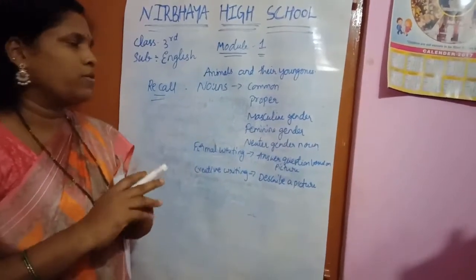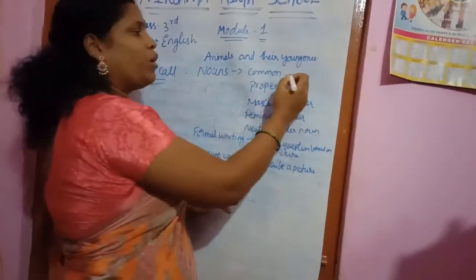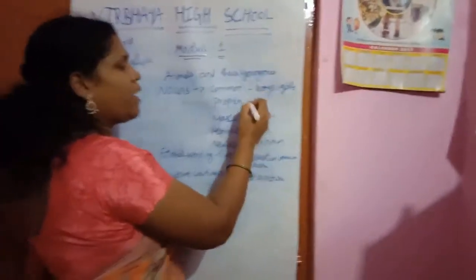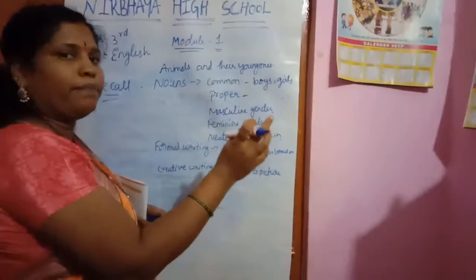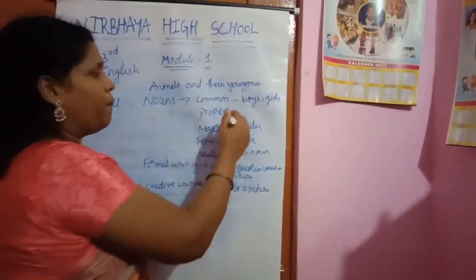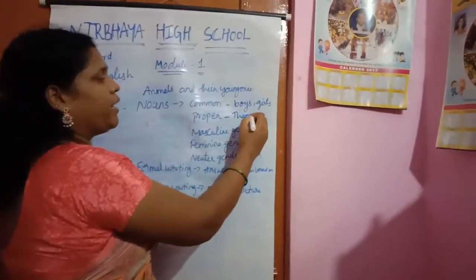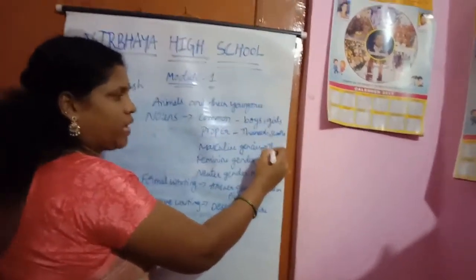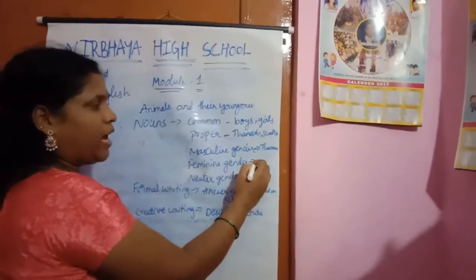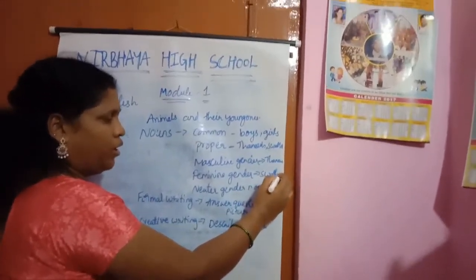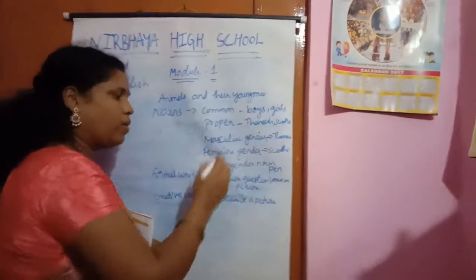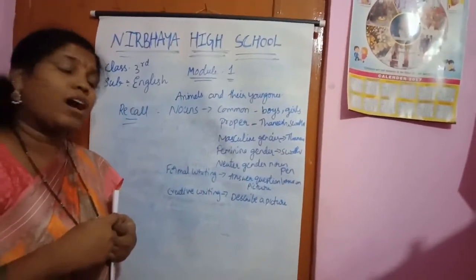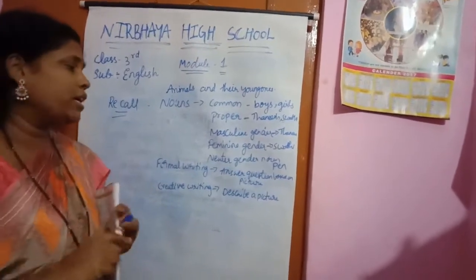Now, what are the examples we will see here? Commonly we call them boys, girls. When we give a particular name, it comes under proper noun, like I said that day, Tanish, Swati. Here masculine, Tanish. Feminine, Swati. Neuter, pen. Pen, book, pencil, leather. All these are called neuter gender nouns.